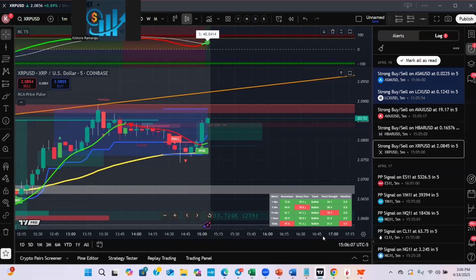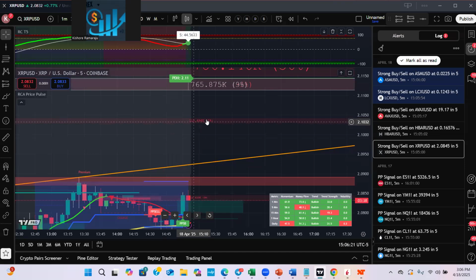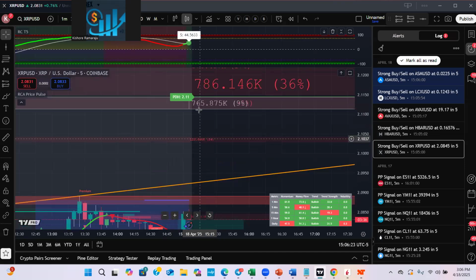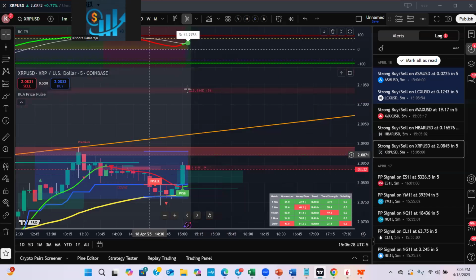There is a nice bullish candle. Your momentum is good, money flow is good, trend strength is good. So there is a high chance for this one to go all the way to minimum trend line resistance. If it breaks the trend line resistance, it can go all the way somewhere here. Right? This is where you have sellers here, here, here. So there is a high possibility for it to go to the top.